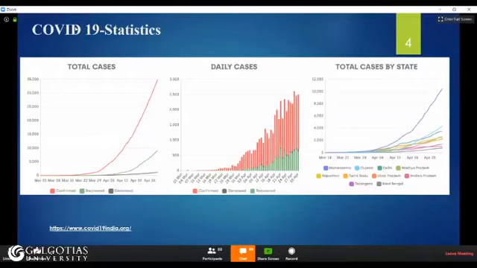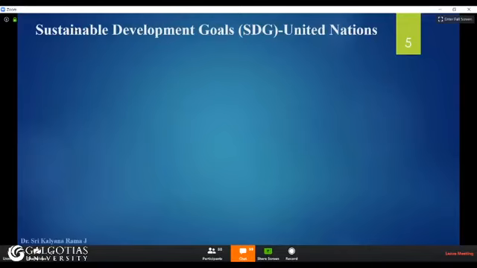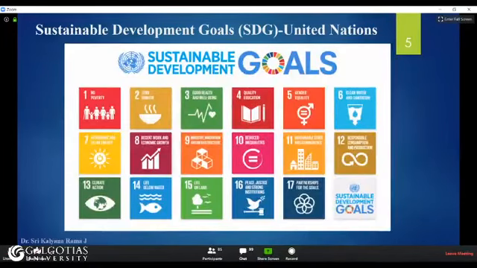Going ahead, before talking about climate change or the environment, it is my responsibility to highlight the sustainable development goals that were formulated by the United Nations for the entire globe, for the entire world. There are 17 sustainable development goals as decided and framed by the United Nations for the betterment of society across the globe. So it includes India also.